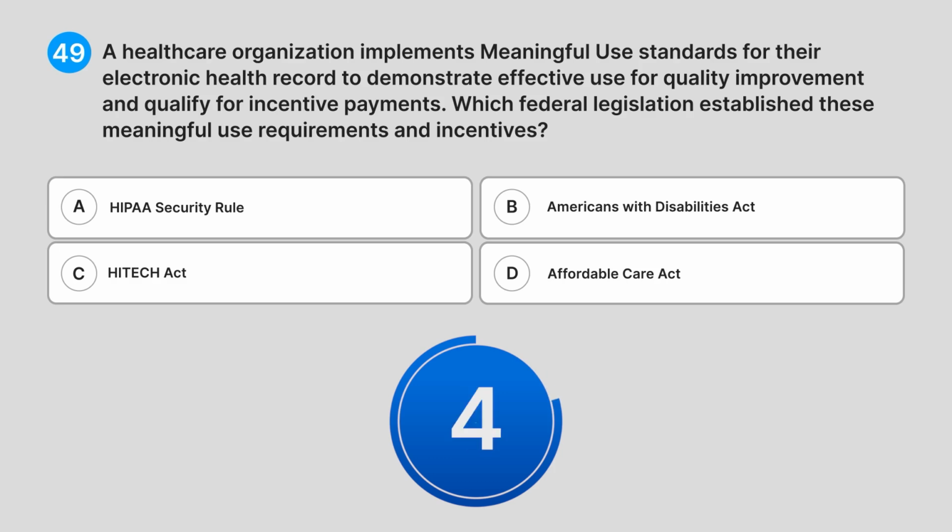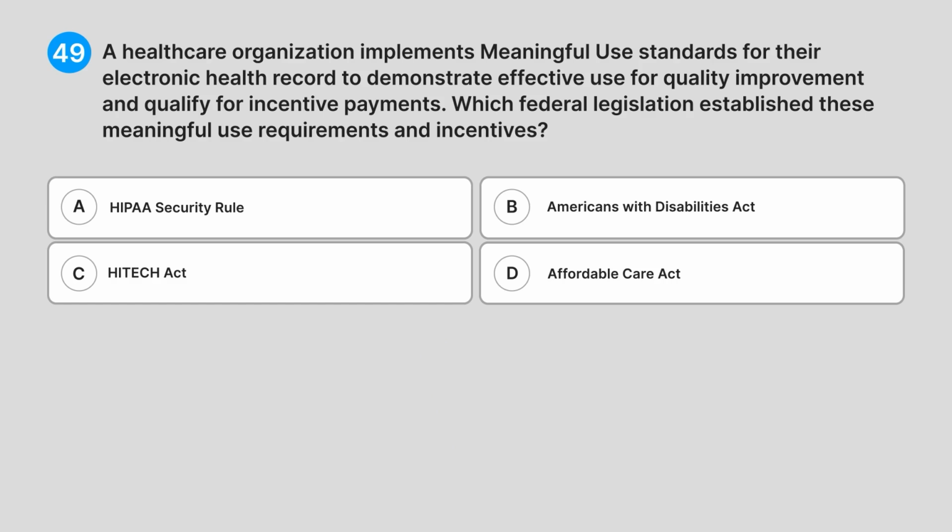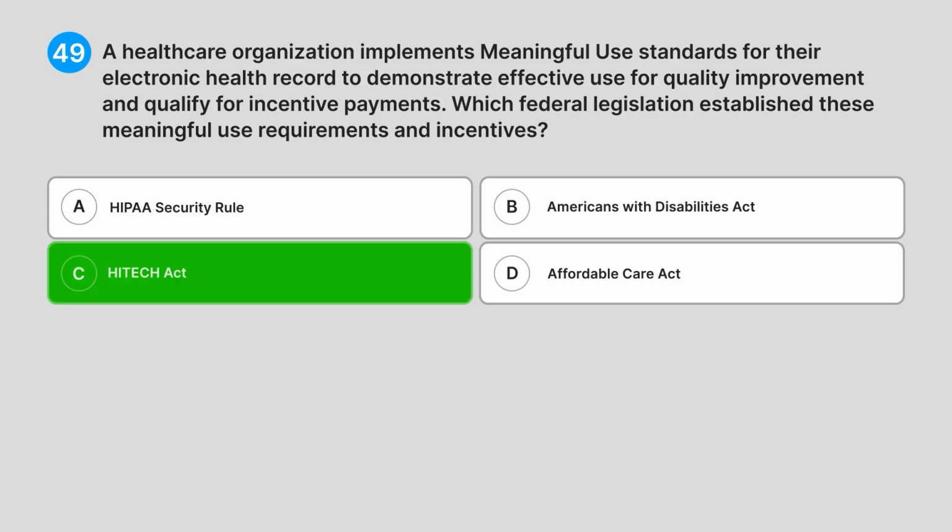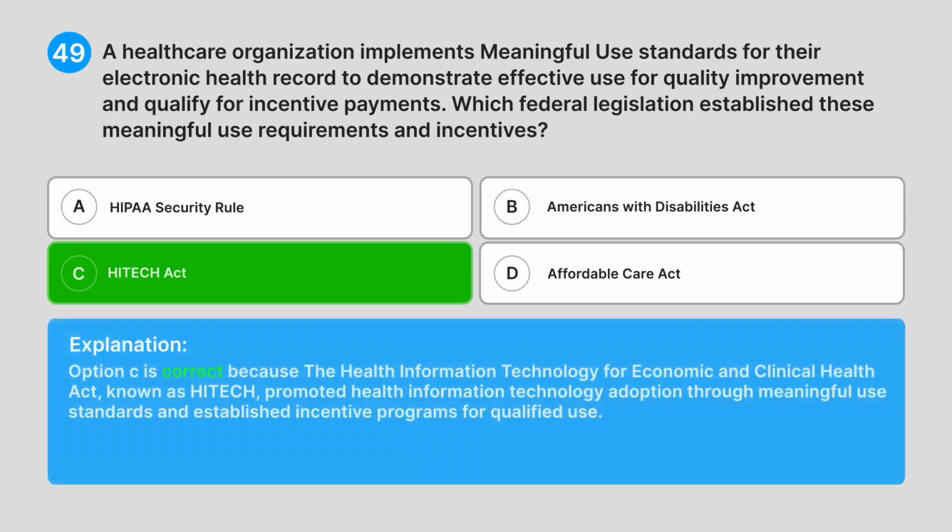Can you guess the answer? Correct answer, C. High-Tech Act. Explanation: option C is correct because the Health Information Technology for Economic and Clinical Health Act, known as High-Tech, promoted health information technology adoption through meaningful use standards and established incentive programs for qualified use.